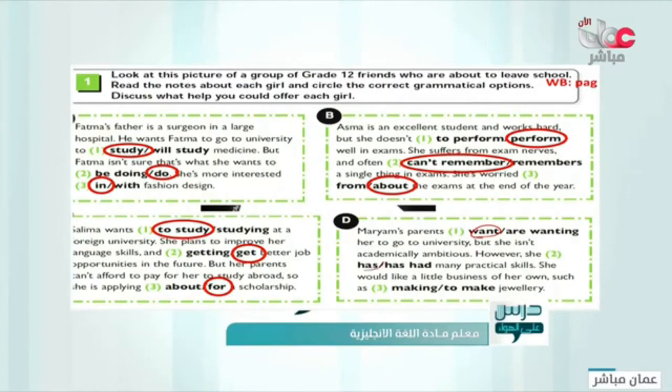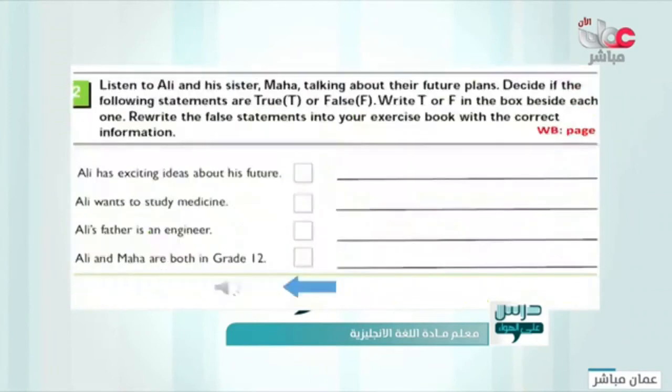So because she still has those skills, and she would like a little business of her own, such as making or to make, because such as provides an example. So it is making, such as making jewelry. Good. This was the activity 1 in your workbook, page 22. Let's move to the next activity in here.